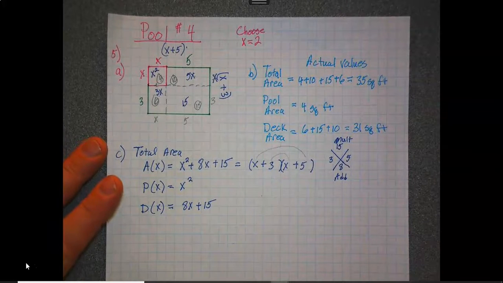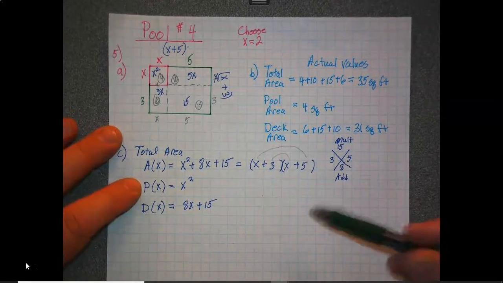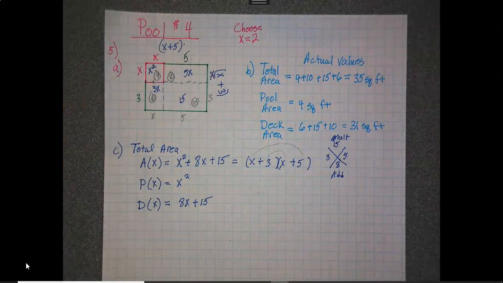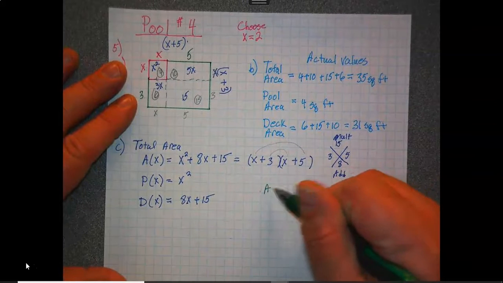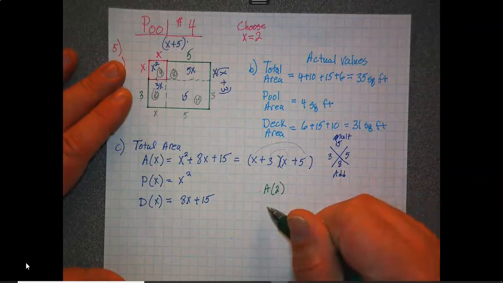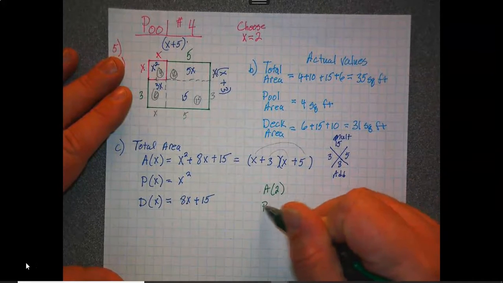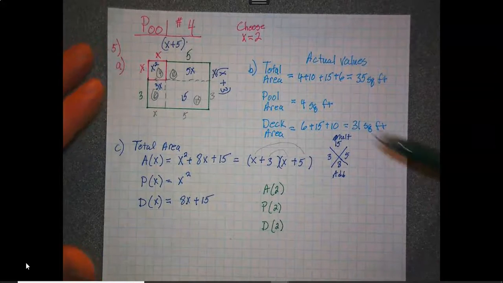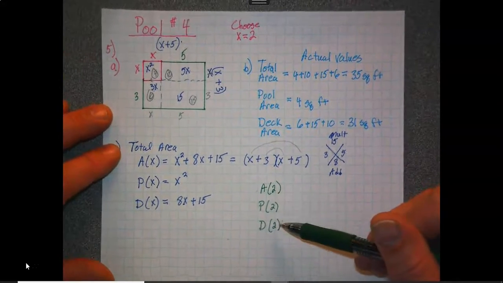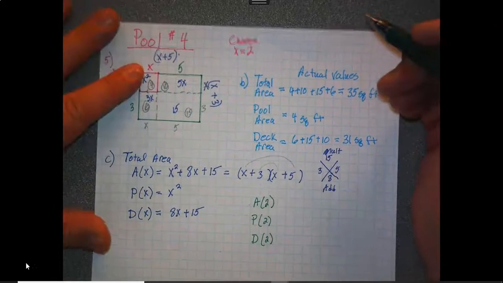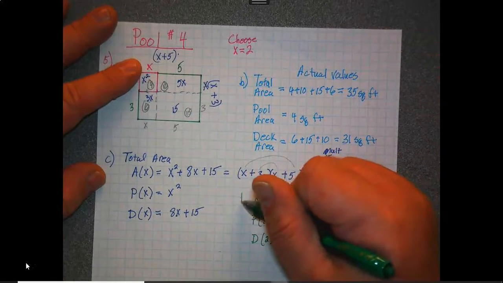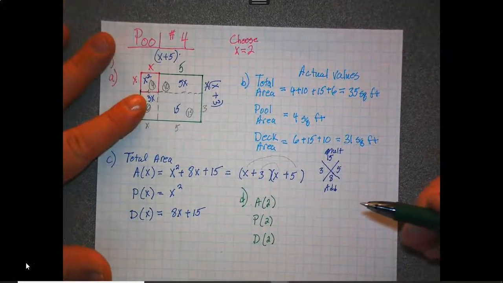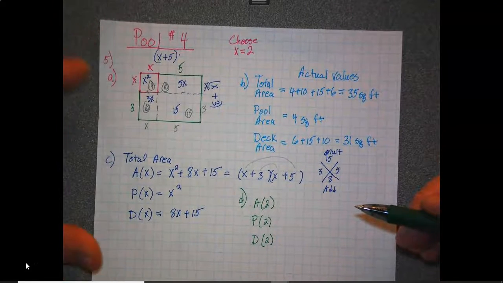Evaluate. We just have to evaluate what we chose for x. Now, if you chose the same number, x equal 2, you're just going to put in a of 2. And they want us to find p of 2 and the d of 2. And you guys are going to put in whatever you chose for x, whether it's 2, 4, 3. And so this is part D. This is pool number 4, question number 5.